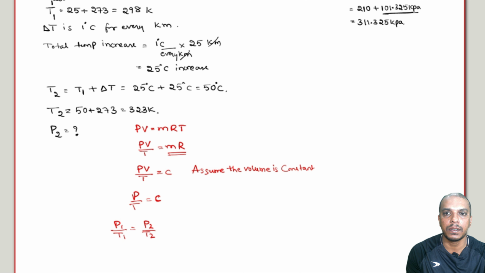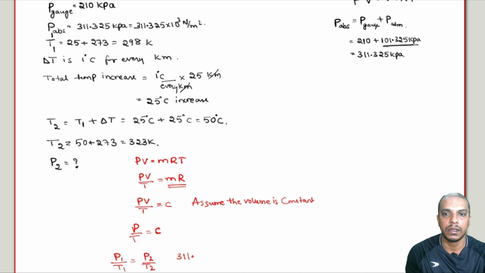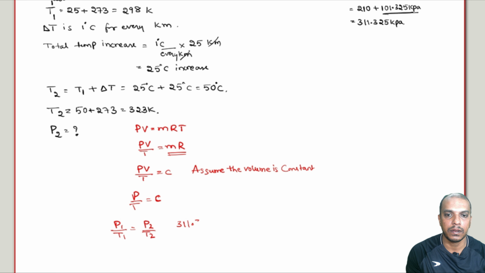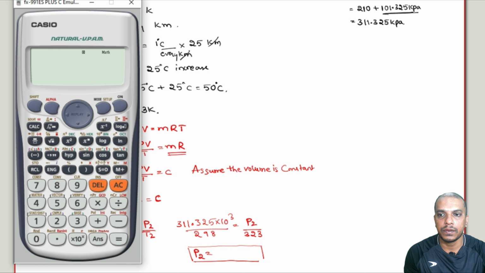So, P1 is the known absolute pressure, 311.325 into 10 power 3. T1 is 298, and P2 is what we are interested in, and T2 is 323 Kelvin. So, the only unknown will be P2, and remember the value of P2 will be in absolute pressure. We can solve this equation. 311.325 into 10 power 3.